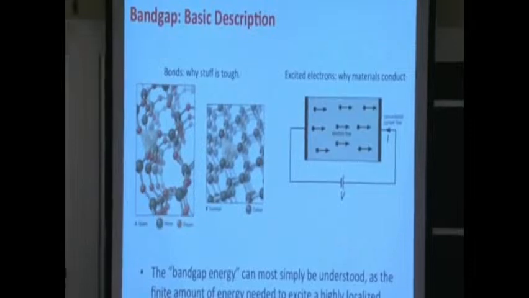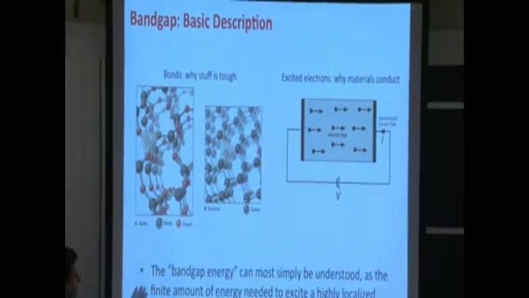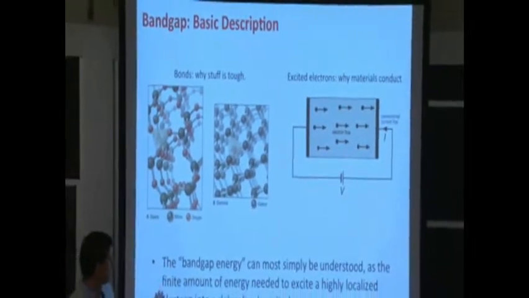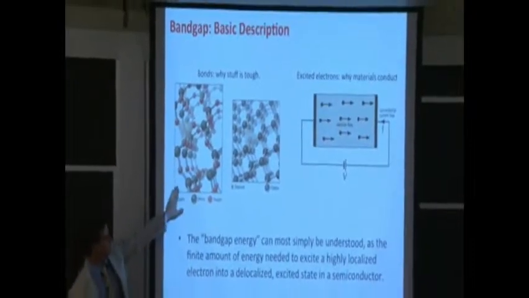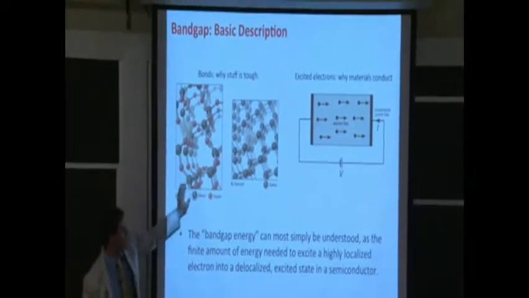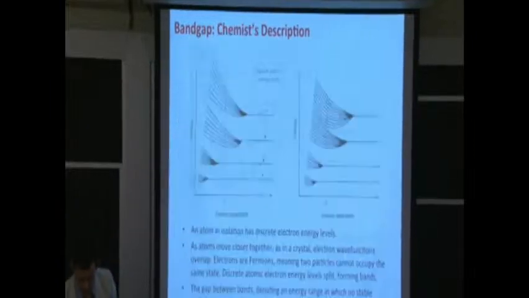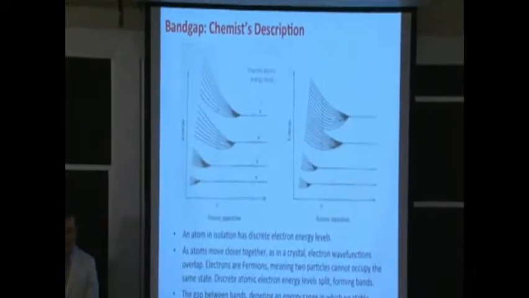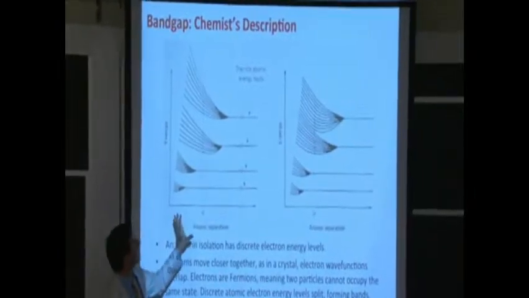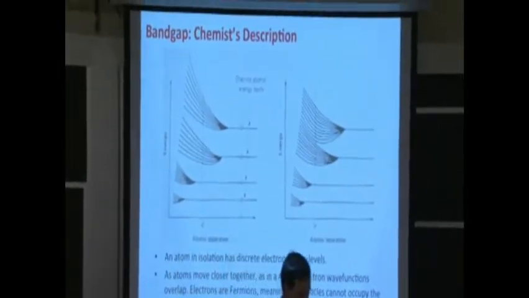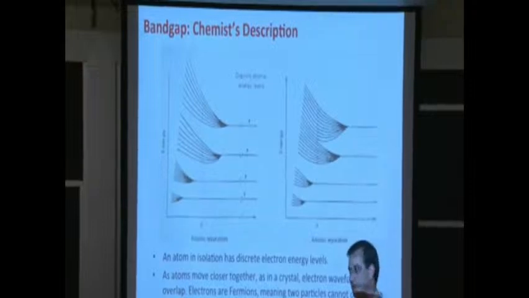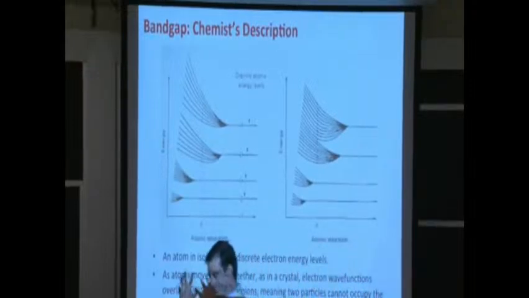So let me go back one step. The band gap energy can be most simply understood as a finite amount of energy needed to excite a highly localized electron into a delocalized excited state in a semiconductor where it can move around the crystal. Okay, so this is the description of how a band gap forms that you'll see in many chemistry textbooks, and I like it because it's something that you can really grasp and understand.